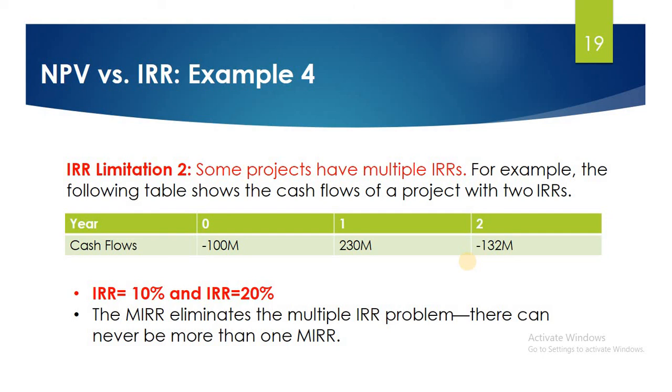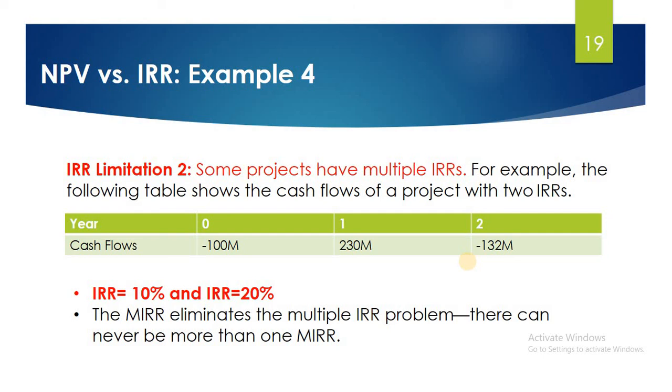Now, if you calculate the IRR manually, you'll find there are two IRR. With 10% rate of return, NPV of this project will be 0. In the meantime, with 20% IRR, NPV of this project will also be 0. However, if you calculate the IRR using Excel, there will be only one IRR, but if you calculate it manually, you'll find there are two IRR, 10% and 20%.